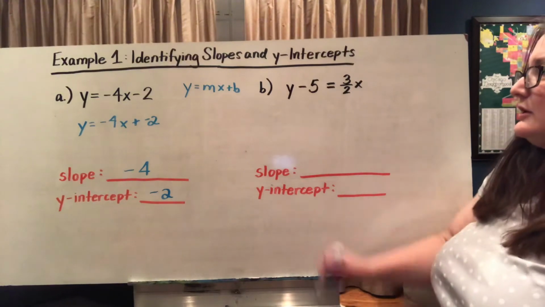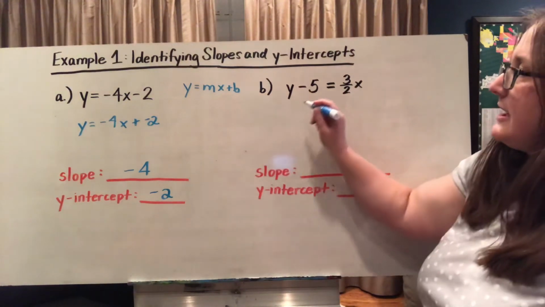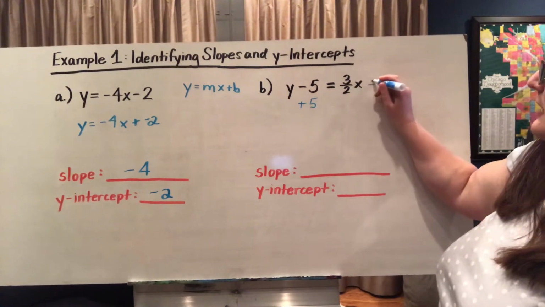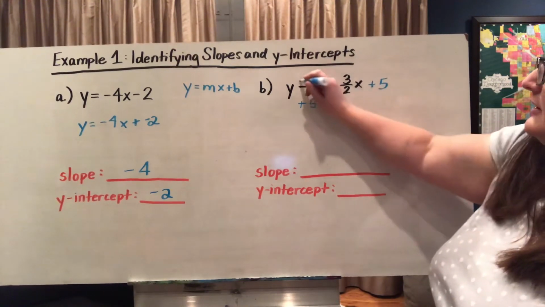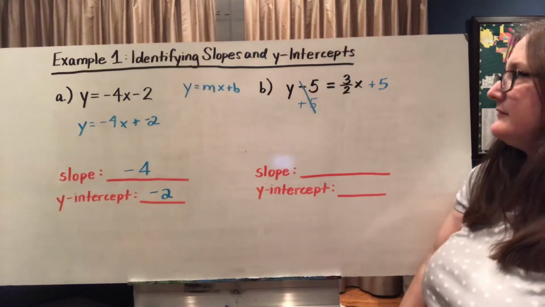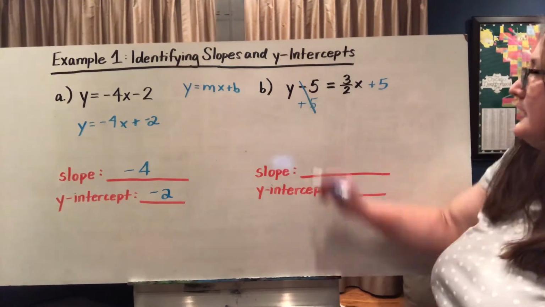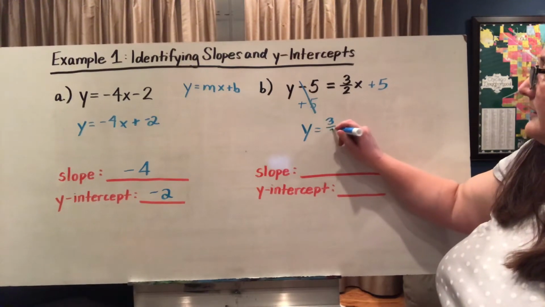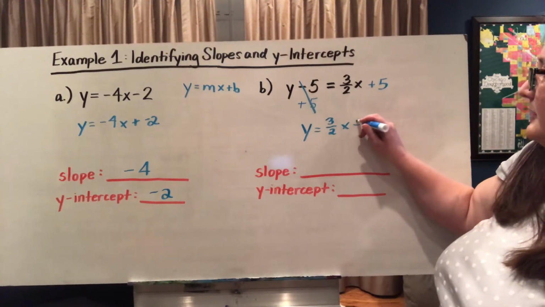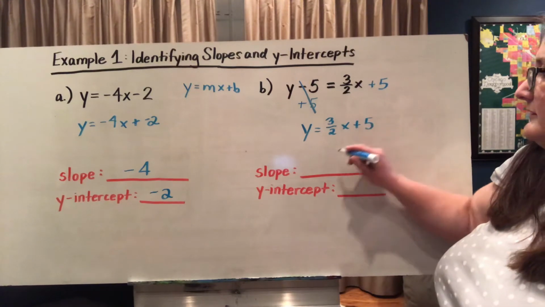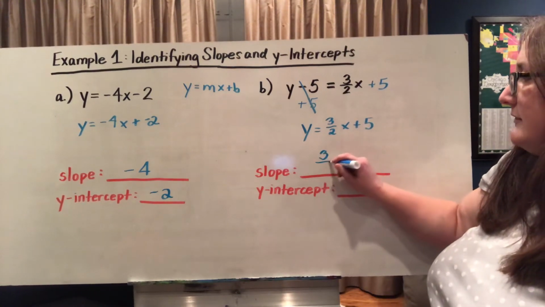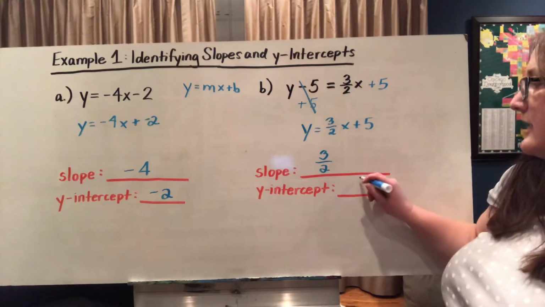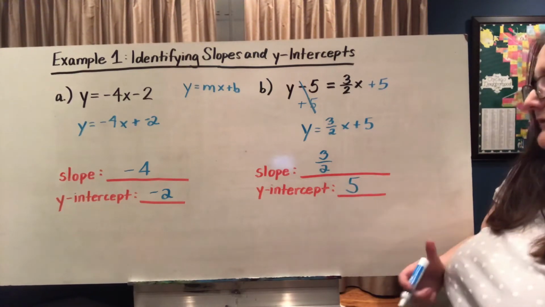In this case, in order to get my equation in this format, I'm going to have to add 5 to each side so that my y value is by itself. So here my minus 5 and plus 5 cancel out, and I'm left with y equals 3 over 2x plus 5. So the number I'm multiplying by x is my slope, my 3/2, and the number I'm adding to the x value is my y-intercept, 5.